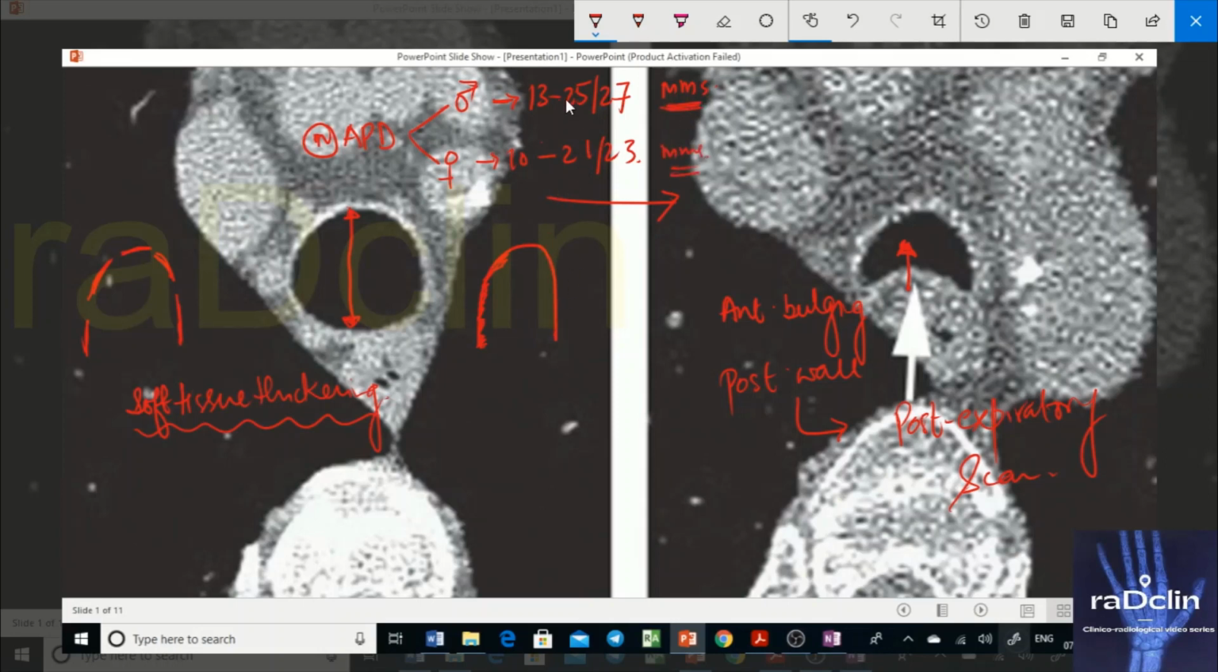Now this is the minimum range, 13 and 10. What is the maximum range? The maximum range is different in different sections. The first number is your coronal section, and the second number is your sagittal section. These are not axial diameters.